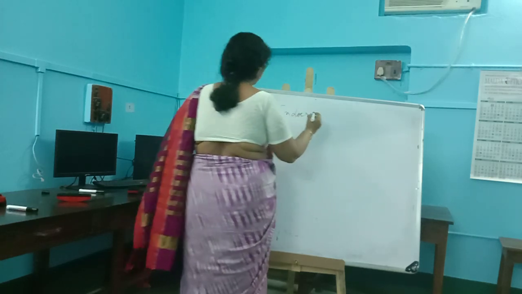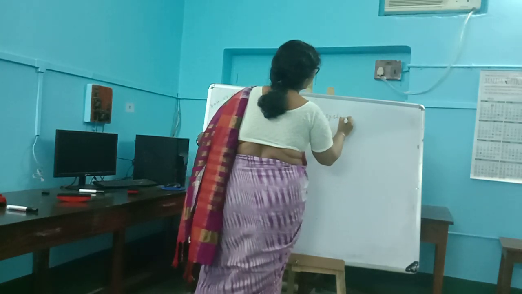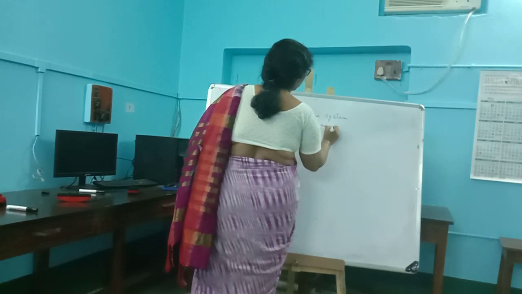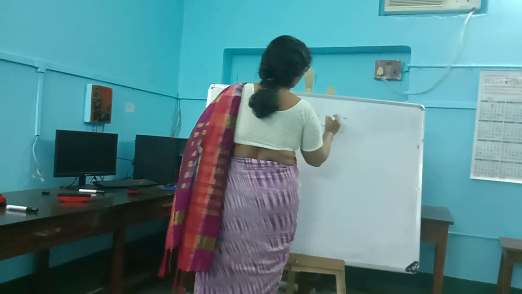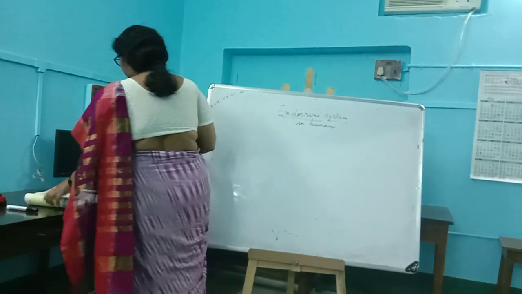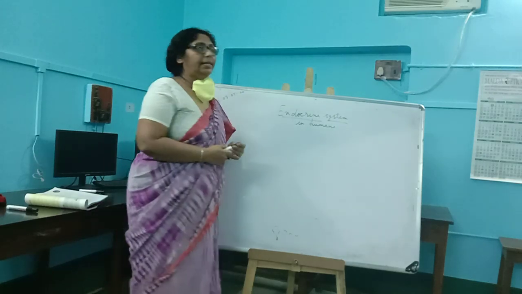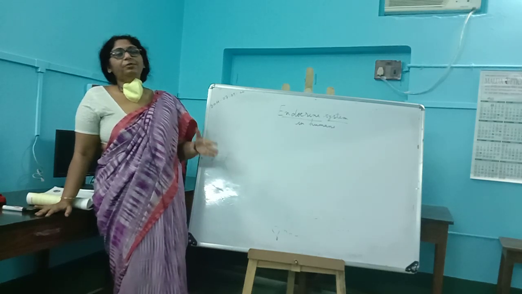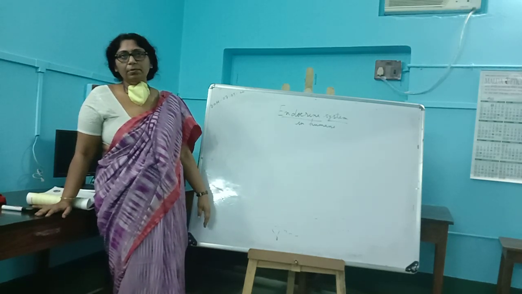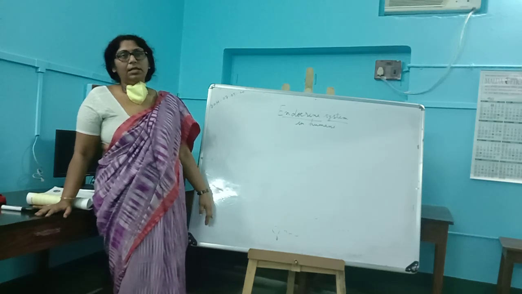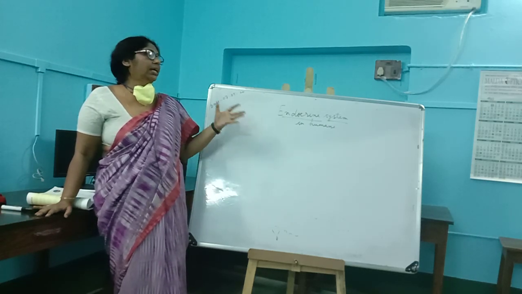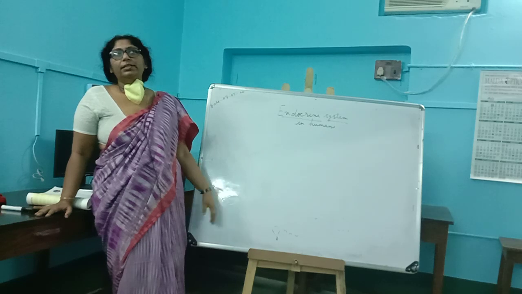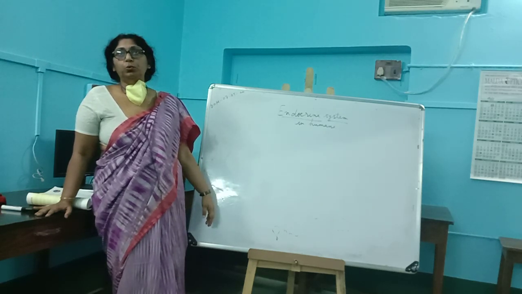Endocrine system in humans. Okay, so what is meant by the endocrine system? Now, in the case of human beings and also in the case of animals, there are two systems which control all the functions of the body. One is the nervous system and the other one is the endocrine system. The nervous system will control the functions of the body with the help of the messages that they send, and the endocrine system helps in controlling the activities of the body by producing hormones.